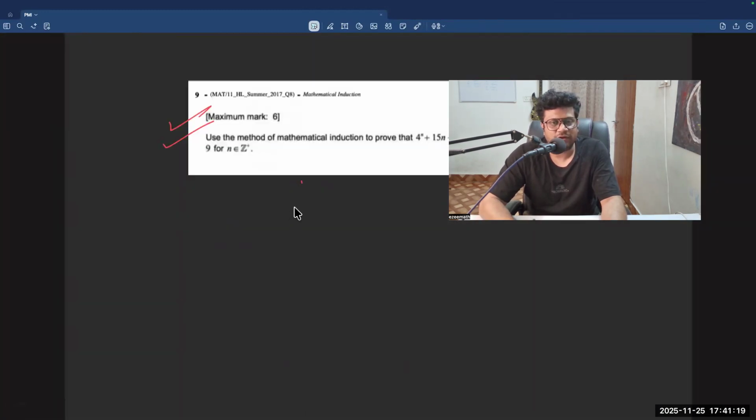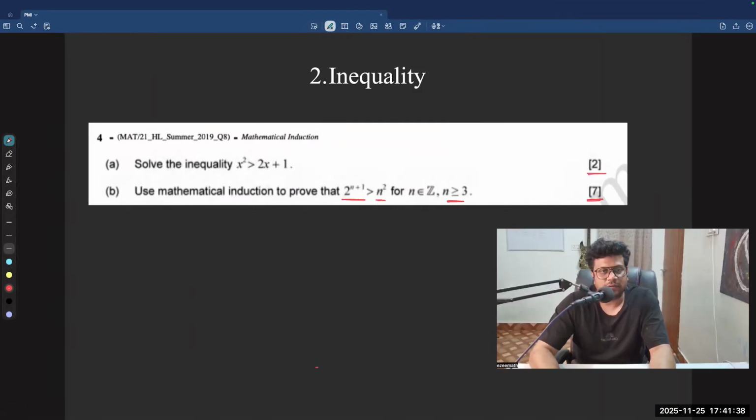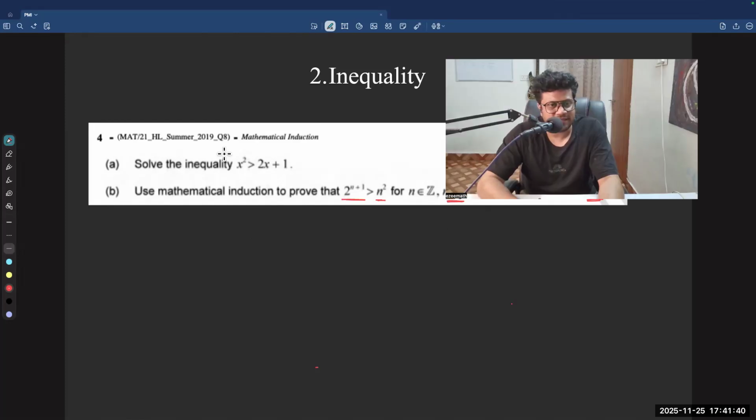These are the ones that I've already shown. So yes, this is the first one. Solve the inequality and use mathematical induction to prove that 2 to the power of n plus 1 is always greater than n square for n greater than or equal to 3, for 7 marks, where the first inequality was 2 marks. Well, this is something that you have already done in AdMath. I don't want to solve this one.